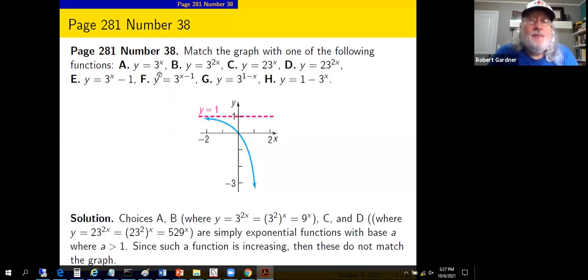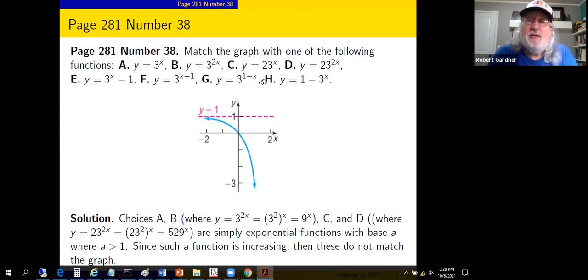In A, we've got y equals 3 to the x. Well, we saw 3 to the x was non-negative. Well, it looks something like this. So it's not A. This was always non-negative. Actually, part B, y equals 3 to the 2x. We take 3 to the 2x and rewrite it as 3 squared to the x, or 9 to the x. Okay, that's an exponential function of the form a to the x. And it also would be non-negative. This one's negative, so it can't be that.